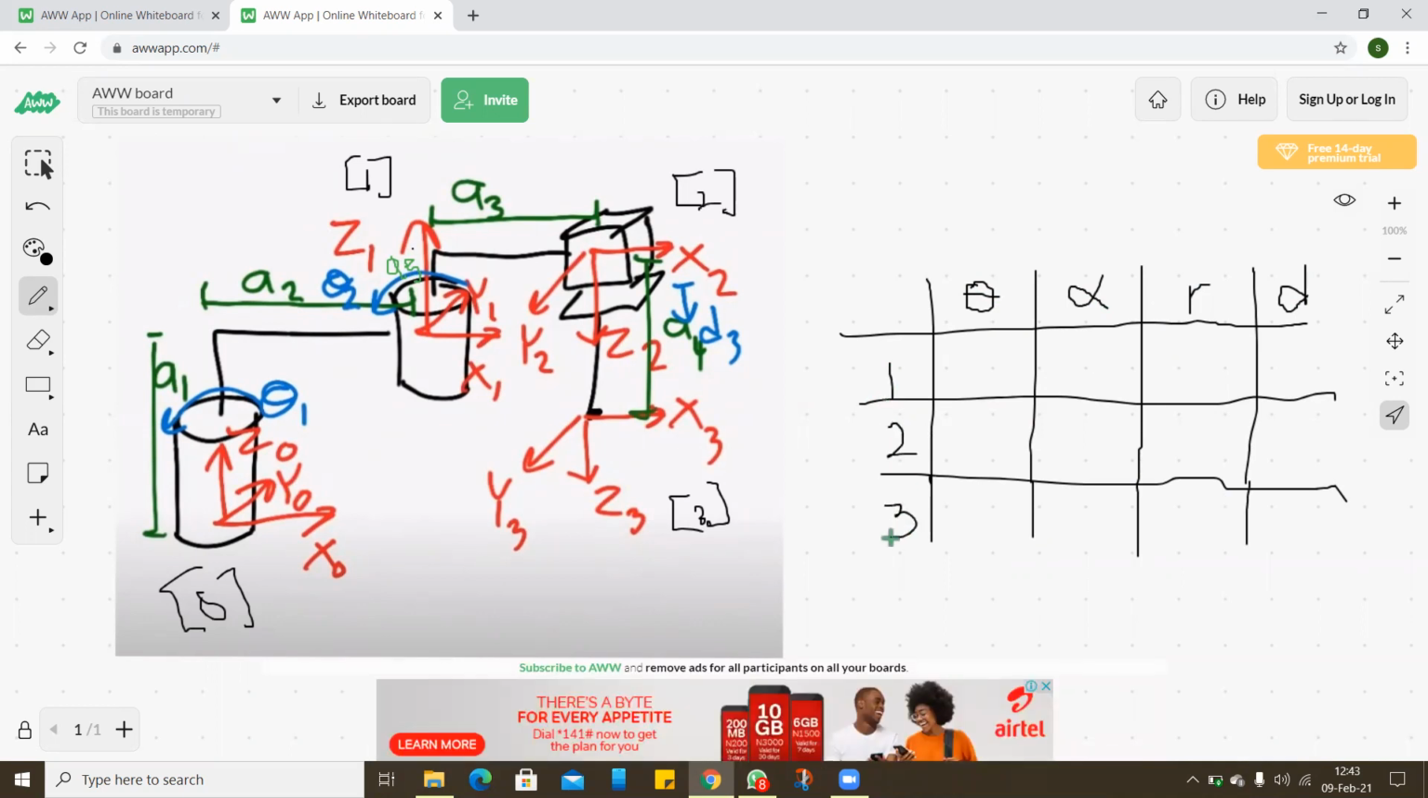Okay. Now, the first thing now is what? Our theta. So, anybody want to give it a try? Talk now. The first one is theta 1. Is theta 1.